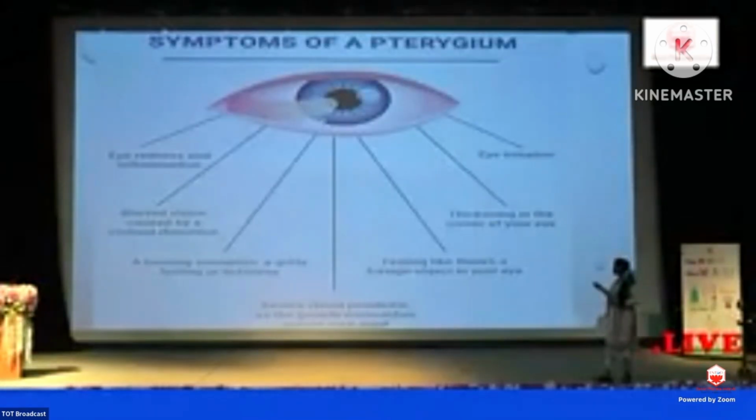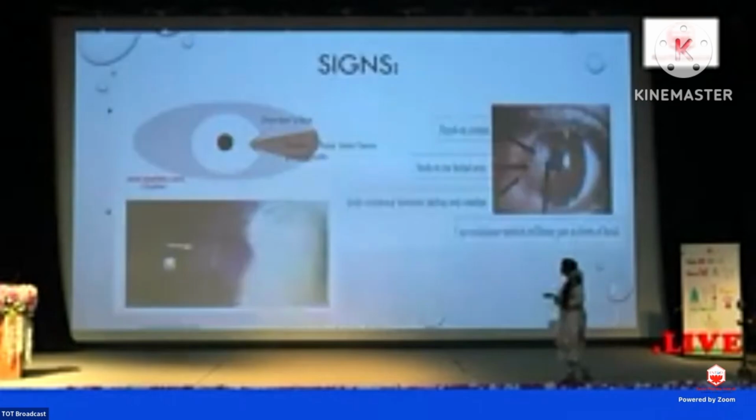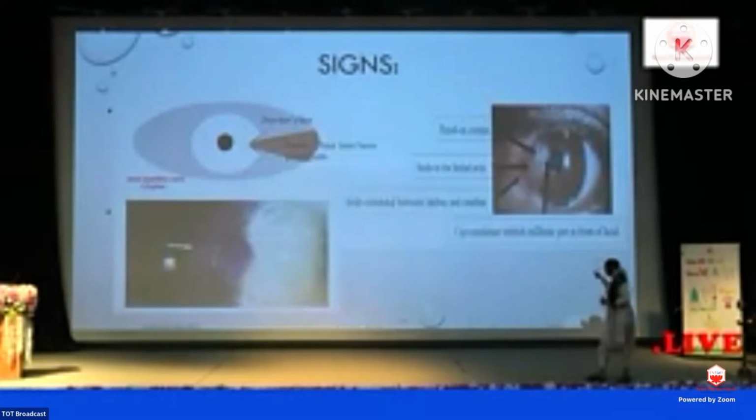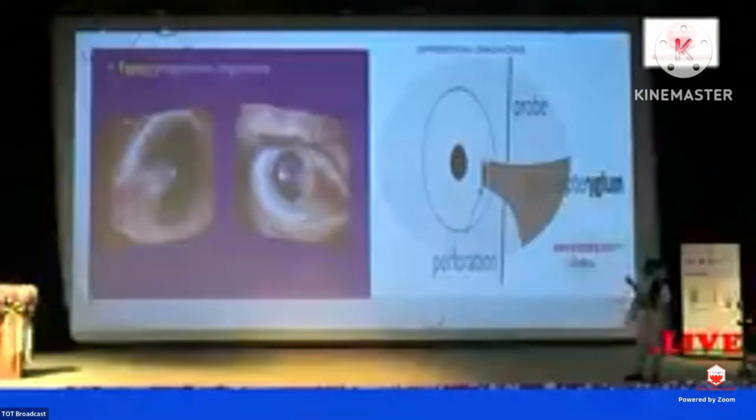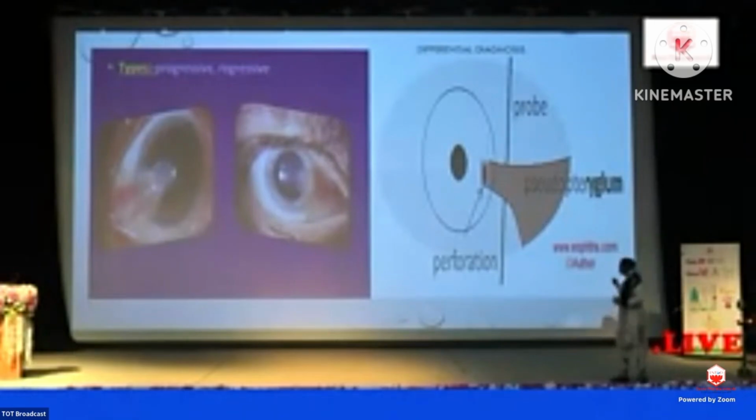Then these are the symptoms of a pterygium. Mainly the problem is with cosmesis, and it can also be associated with redness, inflammation, blurring of vision, and visual disturbances, mainly astigmatism. Coming to the signs, this is a fully developed pterygium, and this is a regressive pterygium. These are the two types, progressive and regressive pterygium. The differential diagnosis includes pseudopterygium, which can be differentiated from pterygium with the help of a probe test.